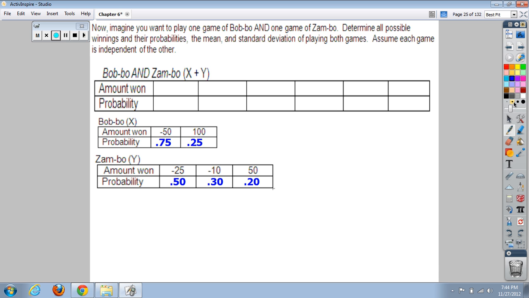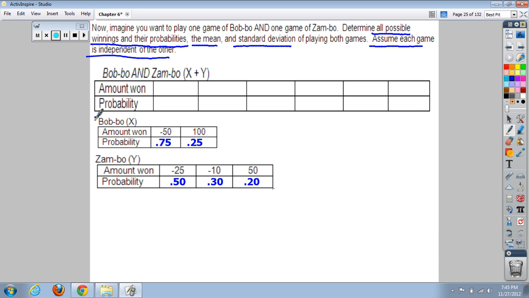Now first off, we're going to start with, what if we want to play a game of Babbo and a game of Zambo? Okay? And we're going to figure out all possible winnings and their probabilities. We're going to calculate the mean of playing one game of each and the standard deviation of playing one game of each. And we're going to assume that each game is independent of the other, that the result of what we get in Babbo has no effect on what we get as a result in Zambo.